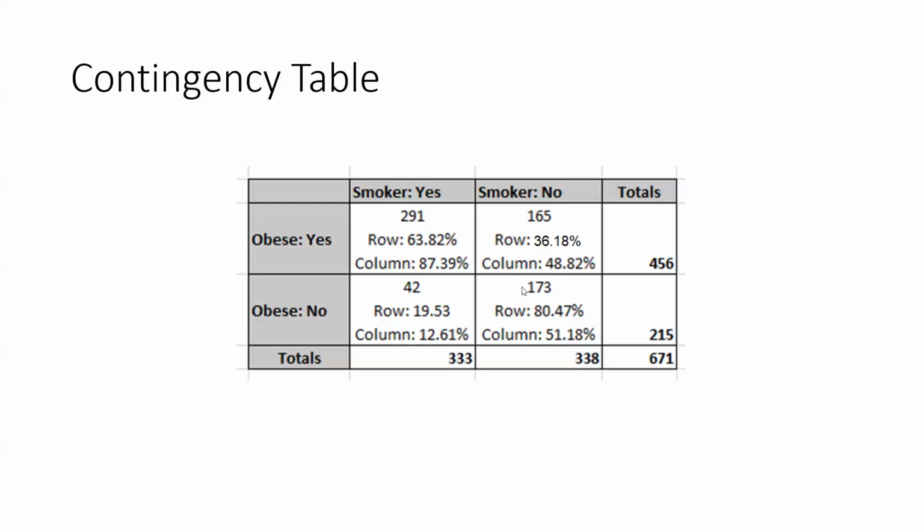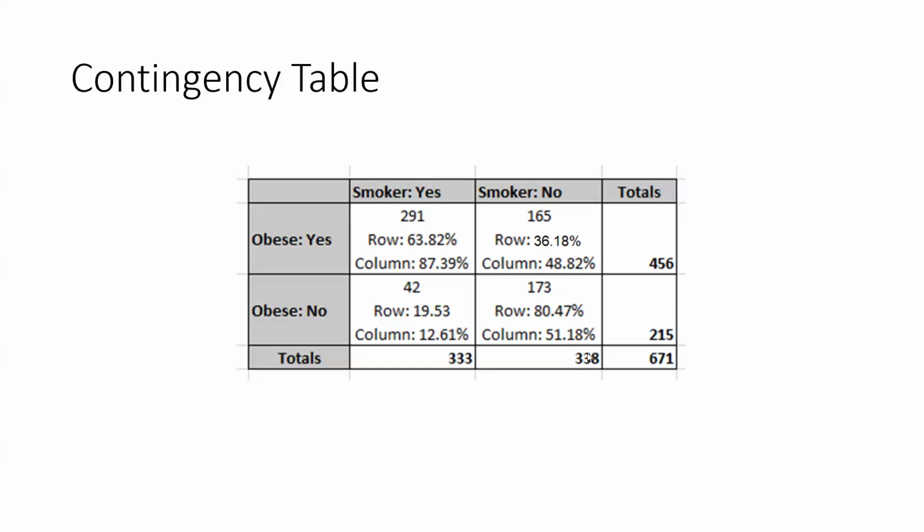This column percentage over here, 48.82%, that's the percentage of individual non-smokers who are obese. And that quotient value is derived by dividing 165 by 338.